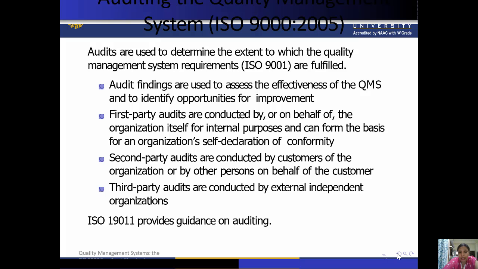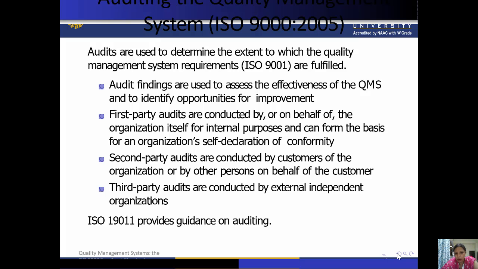which the quality management system requirements of ISO 9001 are fulfilled. Audit findings are used to assess the effectiveness of the QMS and to identify opportunities for improvement. First party audits are conducted by or on behalf of the organization itself for internal purposes and can form the basis for an organization's self-declaration of conformity.